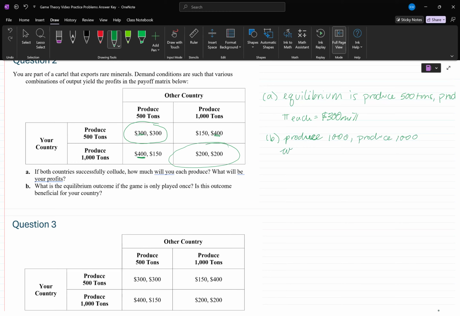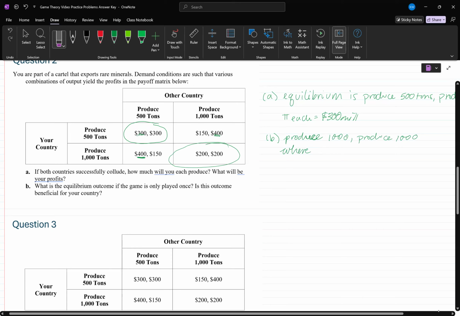Where we each earn less, right? And that is 200 million rather than the 300 when we cooperate. So we are, in fact, not better off. It is not beneficial. We would much rather be in that cooperate equilibrium instead.